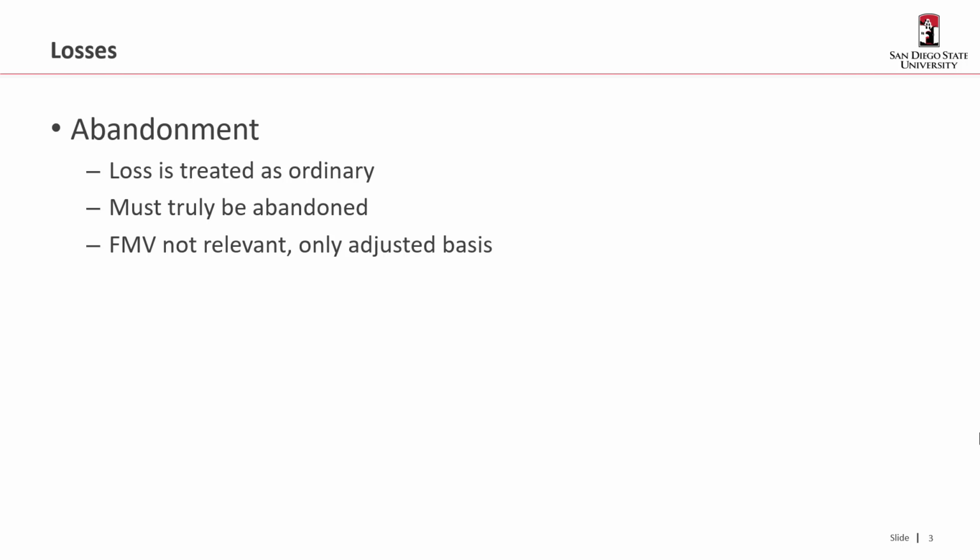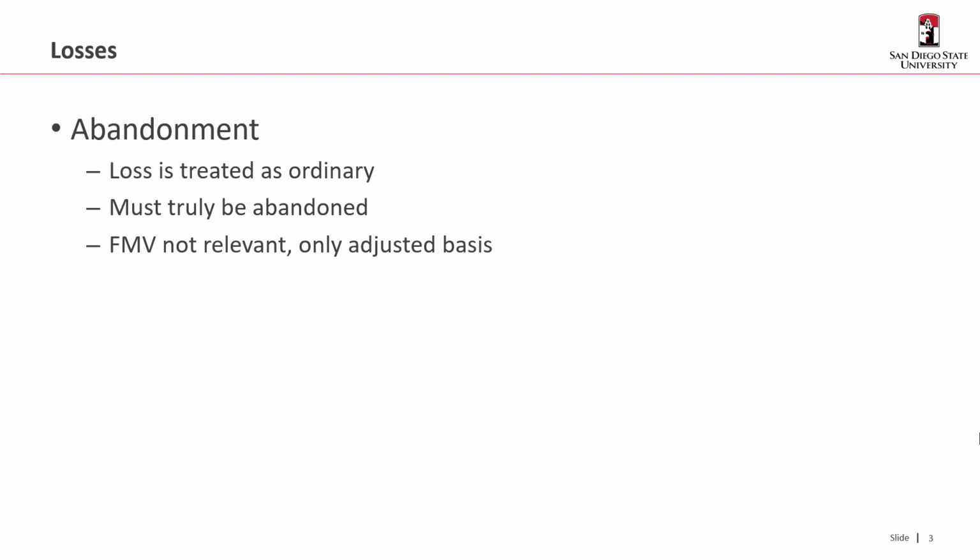Okay, so let's start with abandonment. Abandonment generally relates to business property, because obviously if an individual abandons a personal use asset, that's of no good to anyone because the loss is not deductible anyway. But if it's business property, that loss would be treated as ordinary. It must truly be abandoned, meaning you've left it behind, or it's going to be destroyed, or whatever the case might be. But you have left it behind and it's no longer within your control.